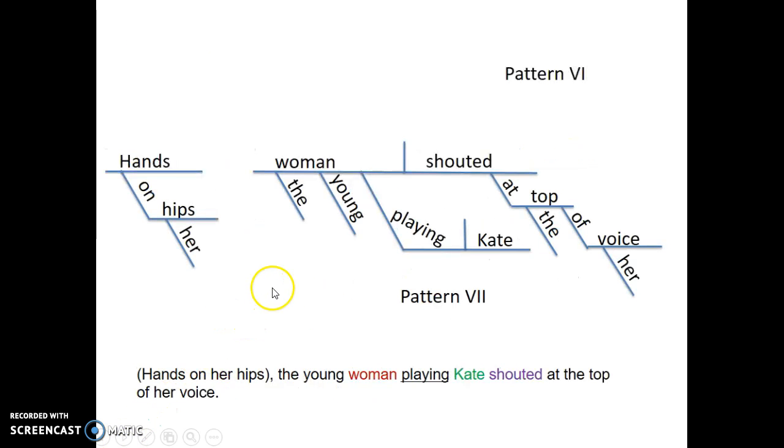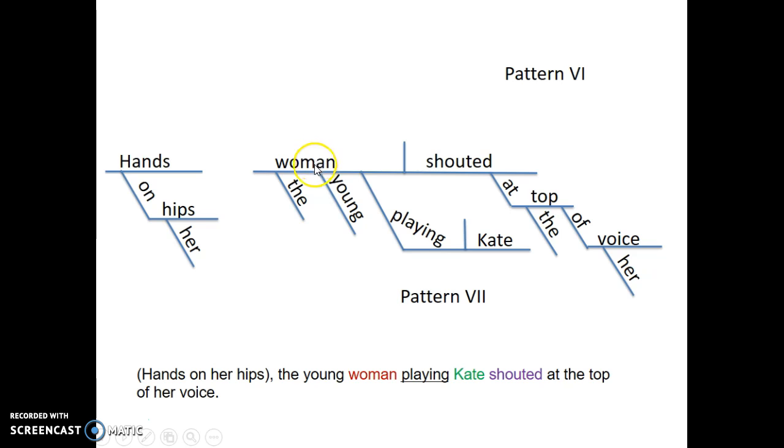And the last one, we start with hands on hips. So we start with the noun on the horizontal, the preposition goes below, and we hit the comma, so we're done. No verb on that one, so no sentence pattern necessary on that one. And now we get to the main part of the sentence. Woman is our subject. Shouted is the verb. At the top of her voice is a prepositional phrase, so there's no direct object. And then we just have a whole bunch of modifiers.